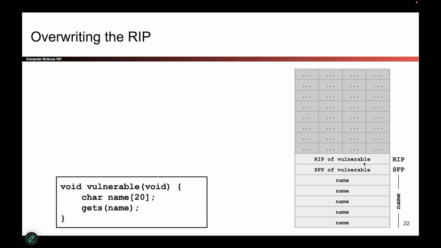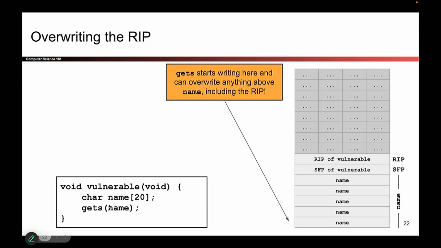It has these two saved register values. And the crucial one for us right now is this one, because that holds an address of where we're going to after the function returns. So then we call gets of name.